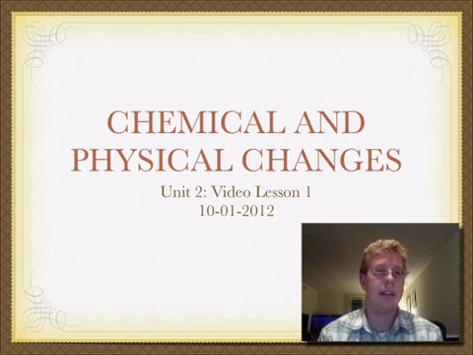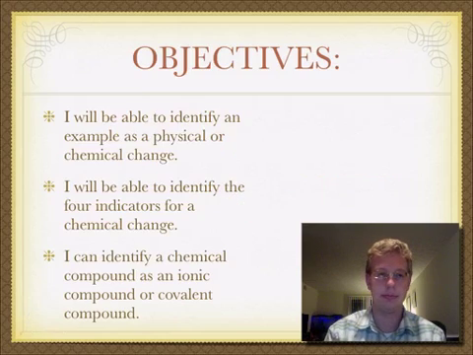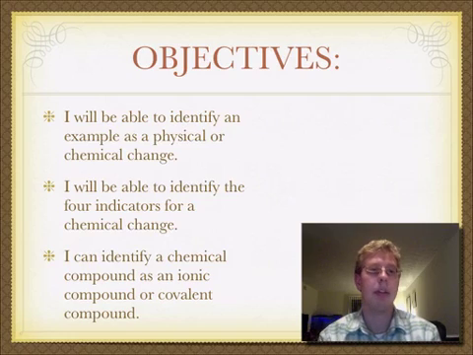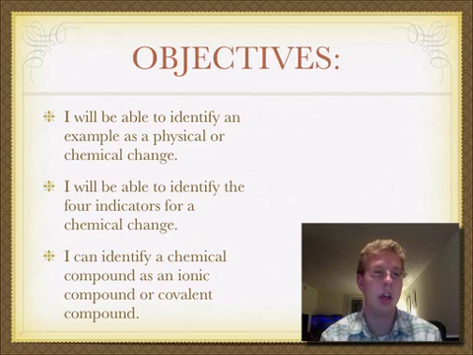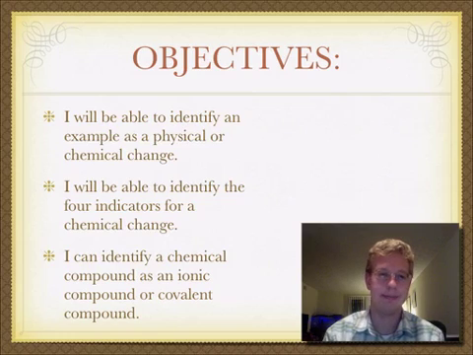Tonight's video lesson is going to focus on chemical and physical changes. This is the first video of our Unit 2 on forensic science. My objectives for you tonight in this video is that you'll be able to identify an example as a physical or chemical change, that you'll be able to identify the 4 indicators for a chemical change, and that you can identify a chemical compound as an ionic compound or a covalent compound.